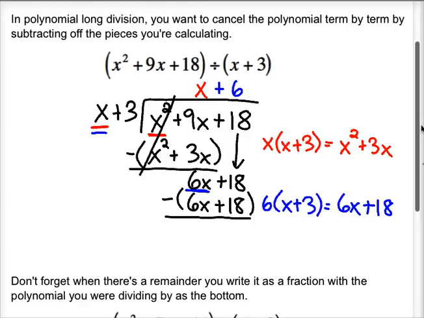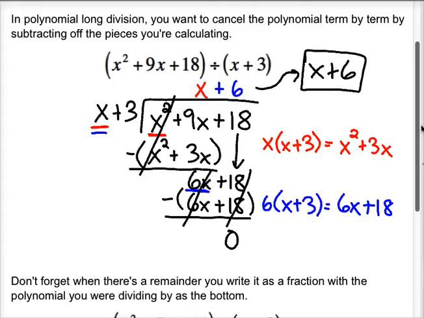And I'm going to subtract it off. I want to see how close I'm getting. Well, 6x minus 6x is gone. 18 minus 18 is gone. So I'm left with nothing, and I have nothing more to pull down. What that means is I have a solution that has no remainder. And what is my solution? Well, my solution is x plus 6. That's what I get when I divide those two. So that's the basic setup to this long division.